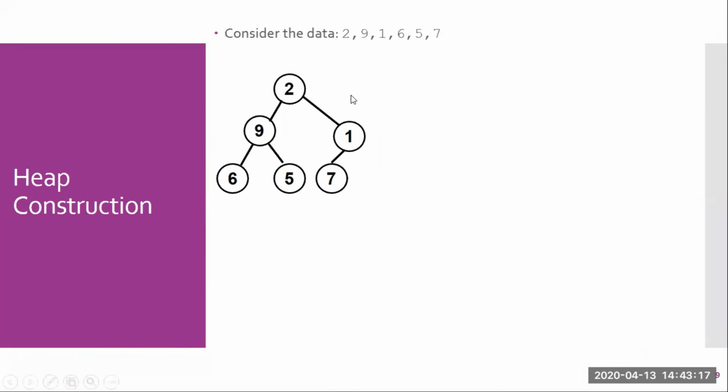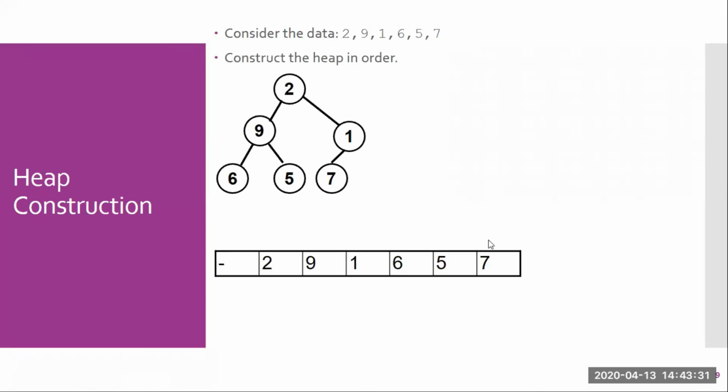Now let's consider these values: 2, 9, 1, 6, 5, 7. So this is the set of values which we have. We have to put it into an array, so construct the heap in order. First put it into an array. Now once we put it into an array, we need to know the positions of these values. So it is 1, 2, 3, 4, 5, 6.